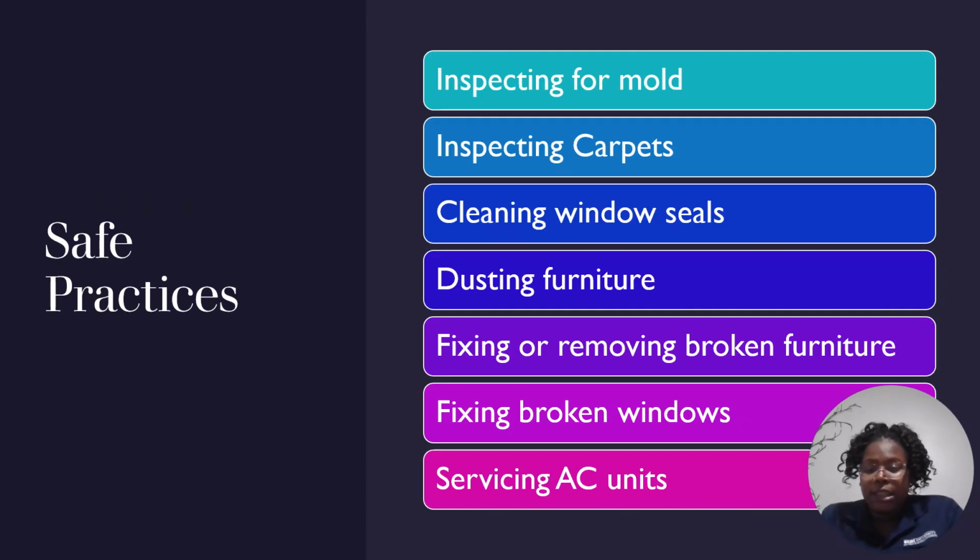Some of the safe practices: we must inspect for mold. Now, mold is a silent killer, and there is such a thing as black mold. So in all the places where it's more humid, you would want to check the ceilings, the floors, and those corners and crevices. We want to inspect the carpet. We need to make sure that the carpet is clean, dry, and intact. Making sure that if it's supposed to be nailed down, it's nailed down, so there's no way for a child or an adult to step on those nails and get a wound or injury to their feet.